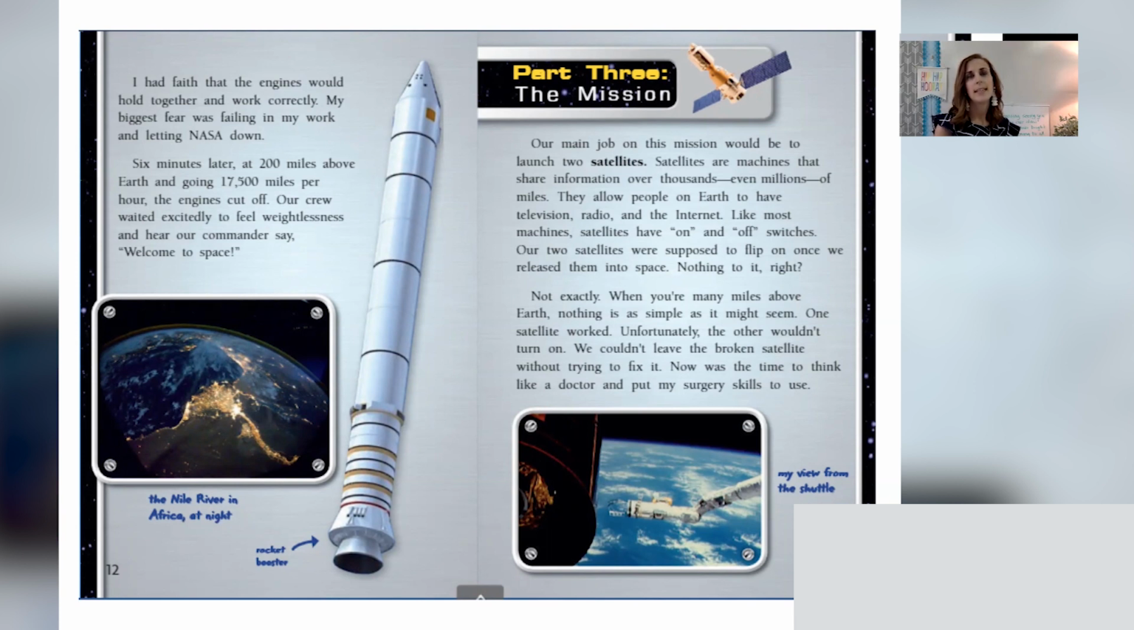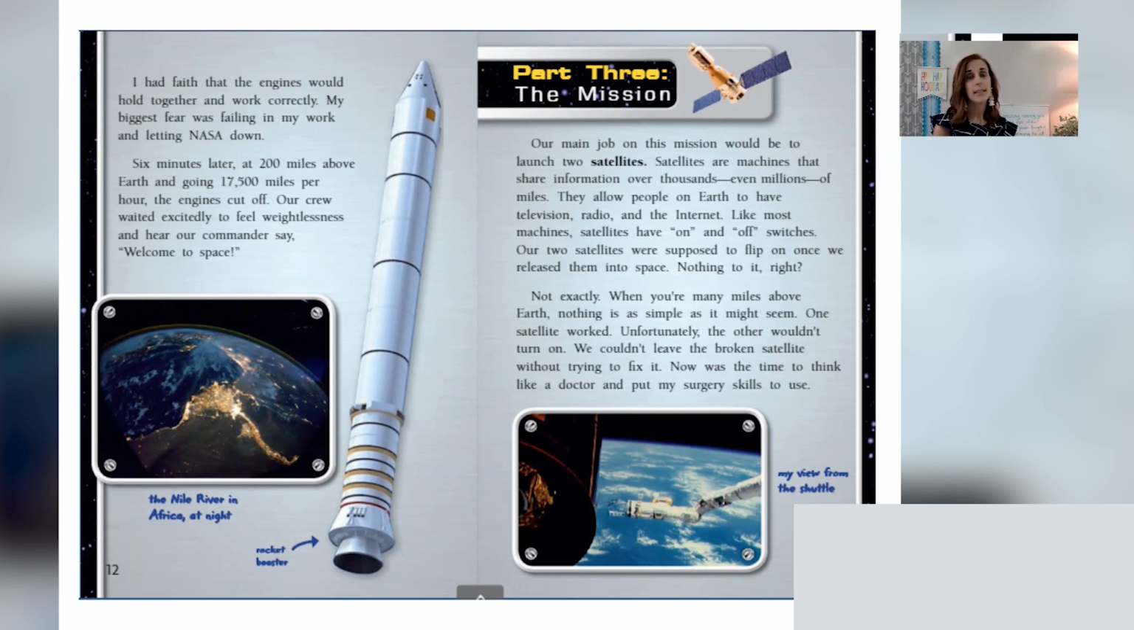The story will tell us about astronauts working on satellites. Listen to understand what satellites are as I read. Let's read on to see what happens. Part 3 is called The Mission. Our main job on this mission would be to launch 2 satellites. Satellites are machines that share information over thousands, even millions of miles. They allow people on Earth to have television, radio, and the internet.